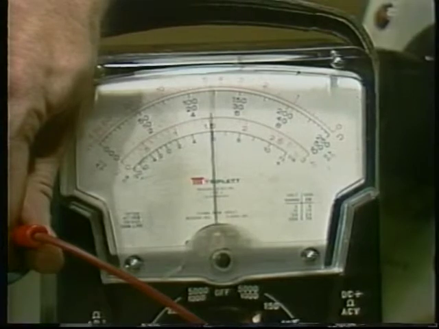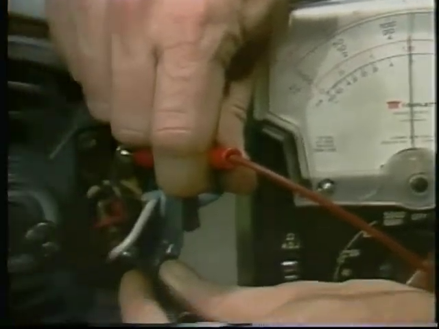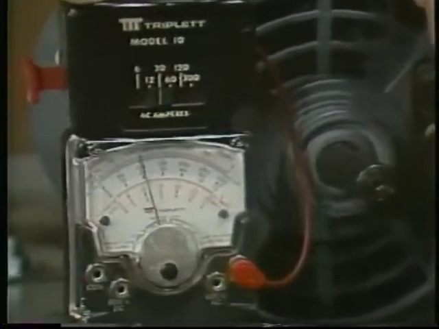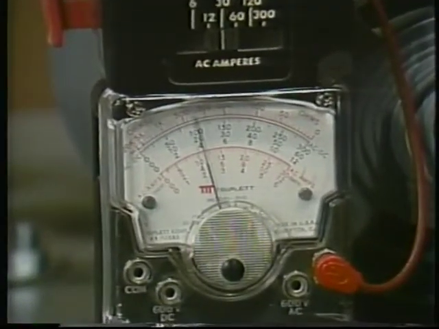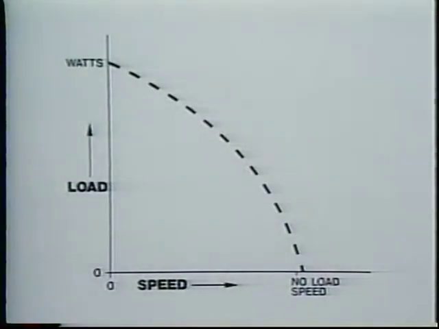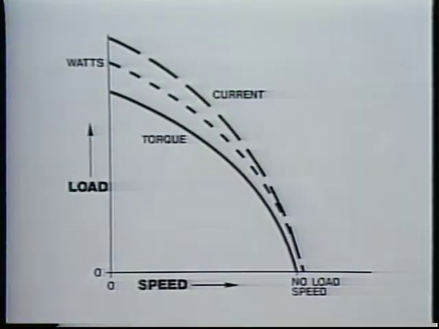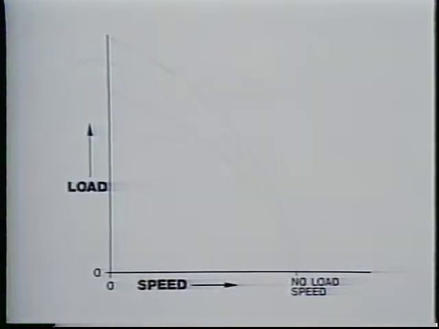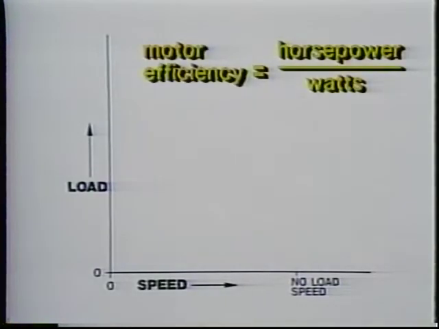Most motors operate at a fixed line voltage. This means that the watts into a motor depends largely on the current into the motor. So if we plot watts of power being consumed by a motor against its speed, the curve looks like the current curve, or the torque curve for that matter, since the torque a motor exerts to drive its load depends on the current. We can see how the efficiency of a motor varies if we plot watts and horsepower together.